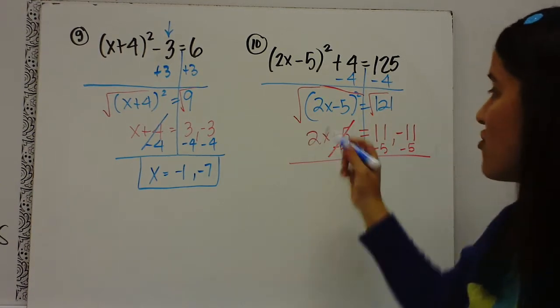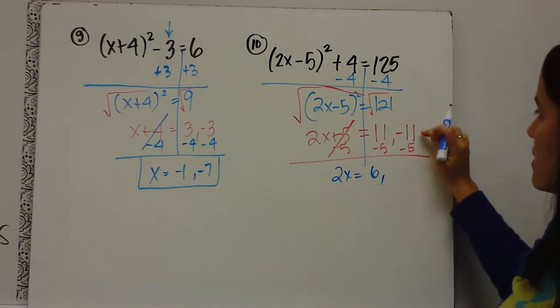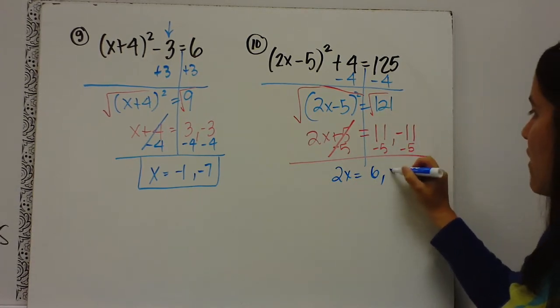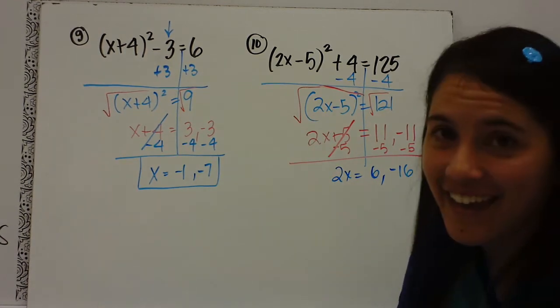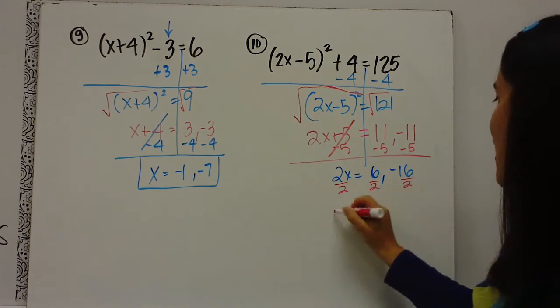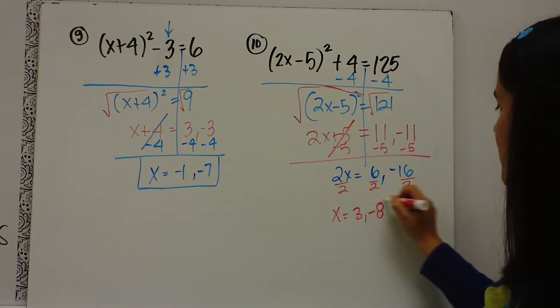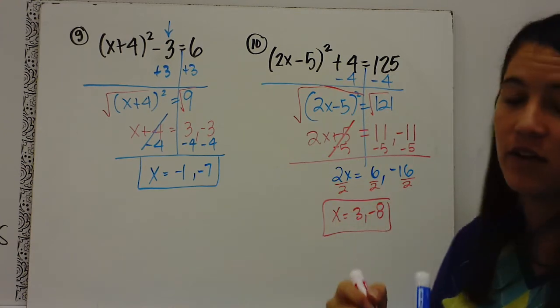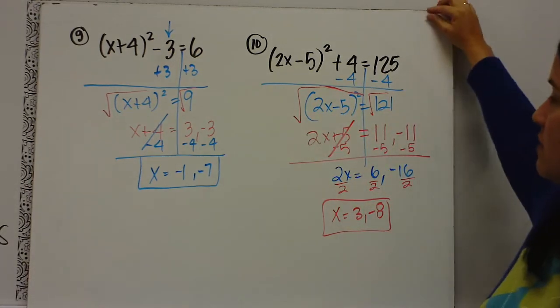Alright, so this one has an extra step, 2x. So 11 minus 5 is 6. Negative 11 minus 5 is negative 16. Then we have to divide by 2. And so x could equal 3 or negative 8. Woo! That was a long one. A very long problem. So lots of stuff going on.